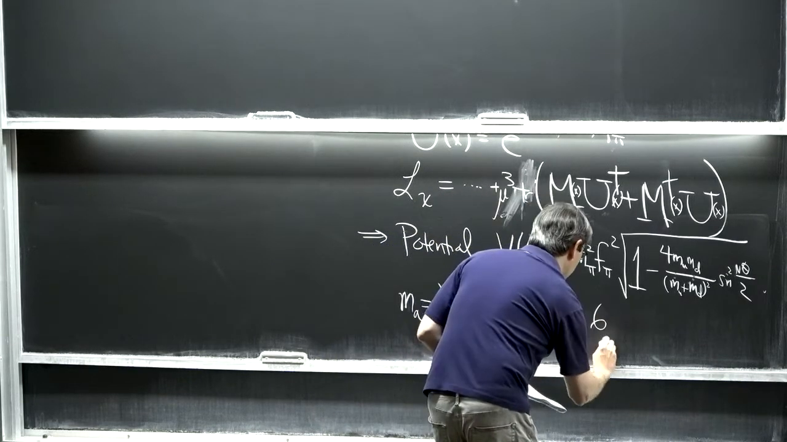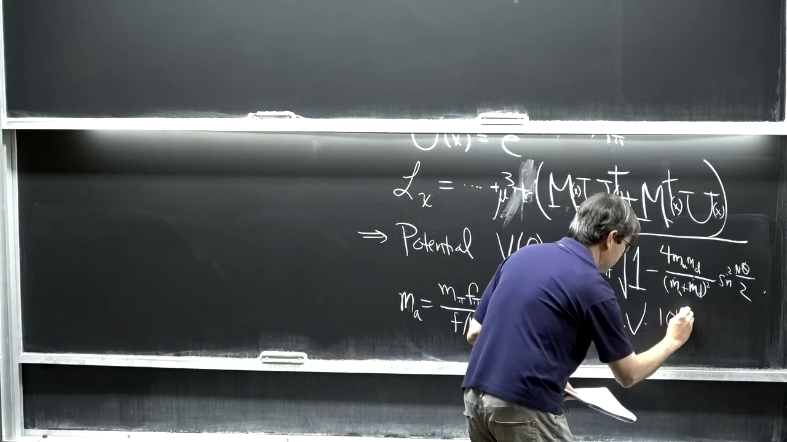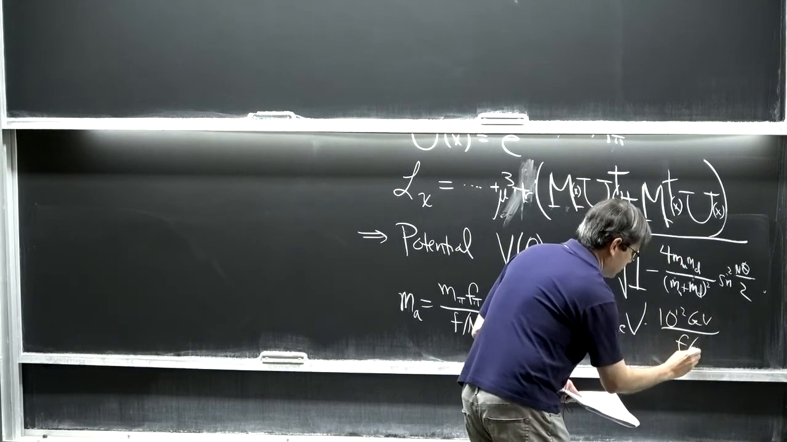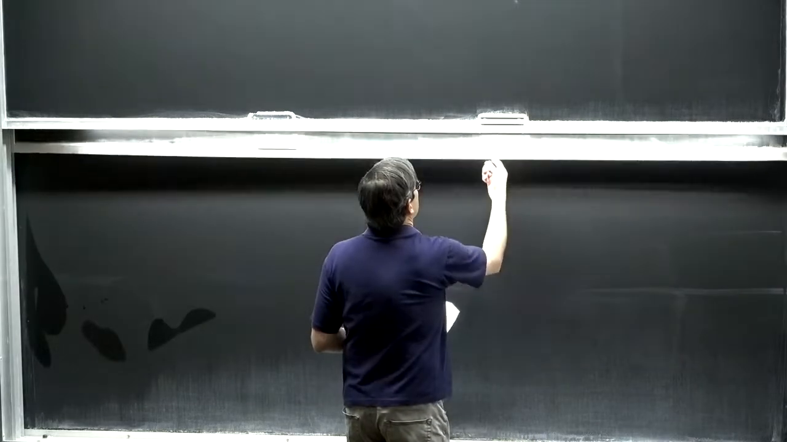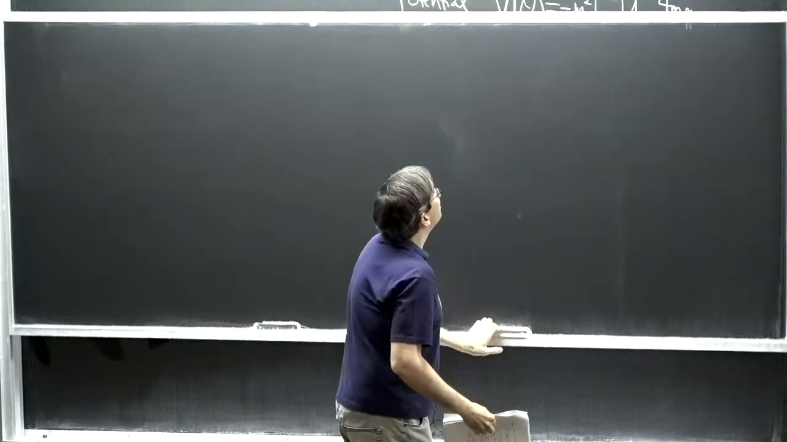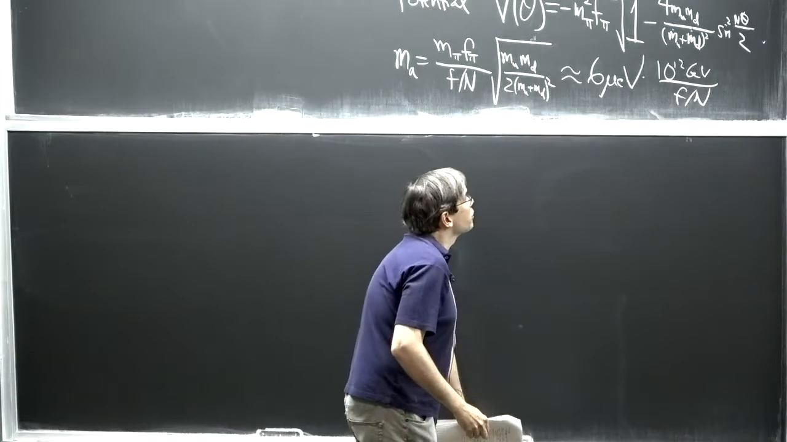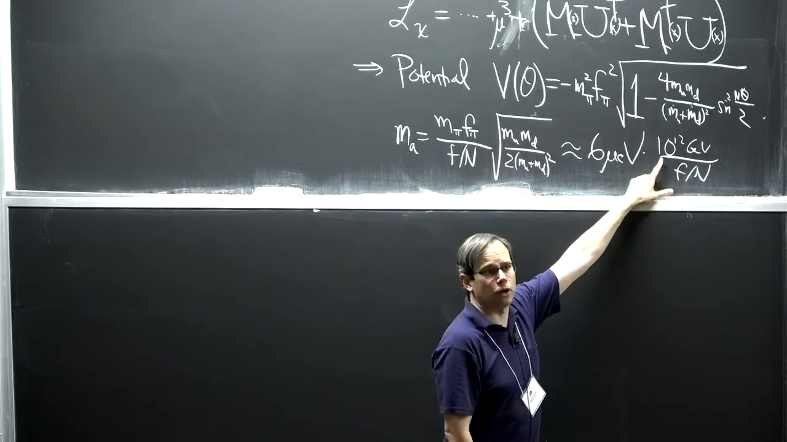And if you plug in numbers for what the quark masses and the pion mass and the pion decay constant are, you find that the axion mass is about 6 microelectron volts if F over n is 10 to the 12 GeV.